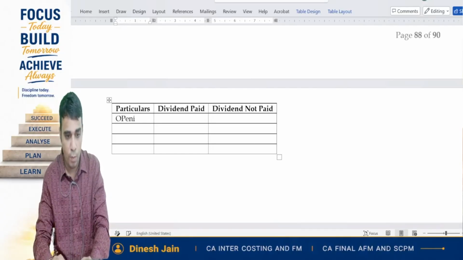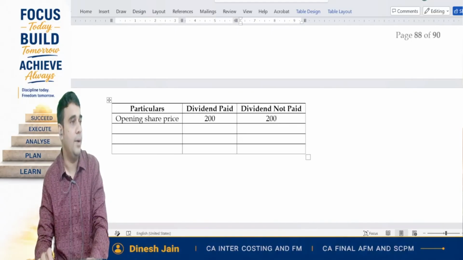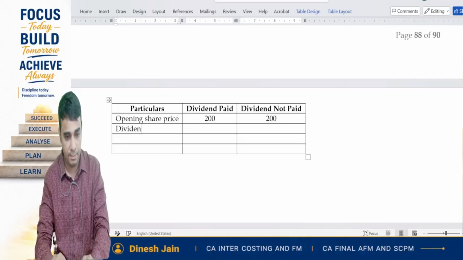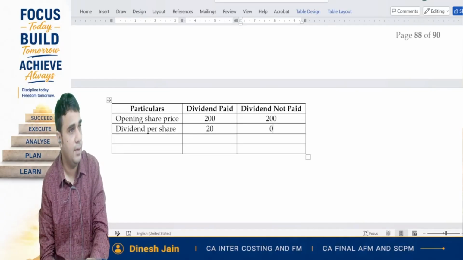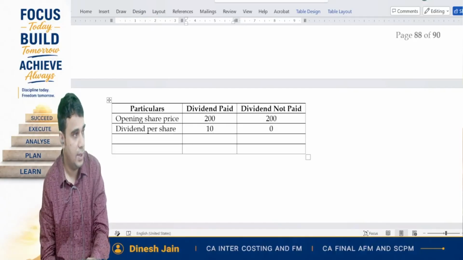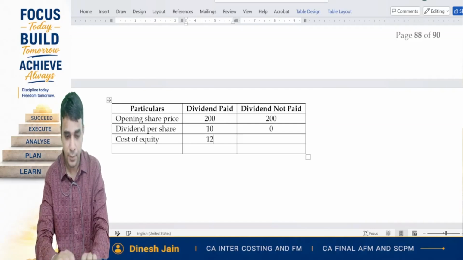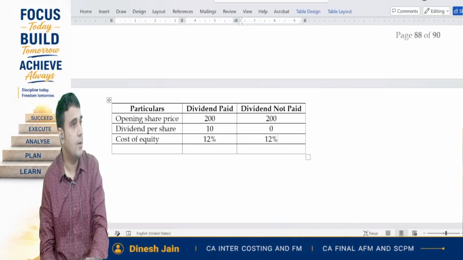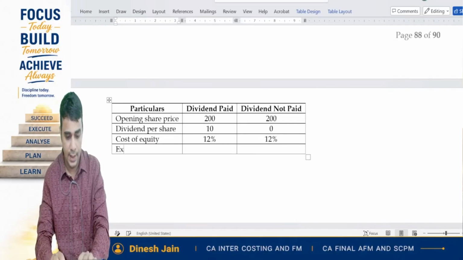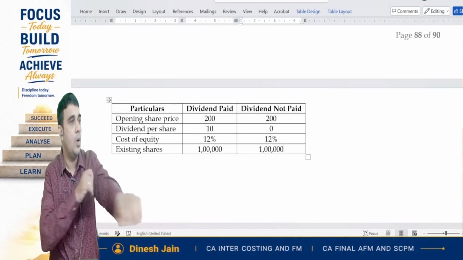Let's understand. Opening share price is 200 and 200. Dividend per share is nil when not paid, and when paid it is whatever the amount, 20 rupees. Let me make it 10 rupees. Dividend paid is 10 rupees. Cost of equity is 12% and 12%. Existing shares are 1 lakh.